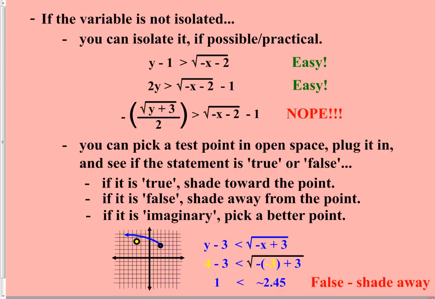Actually, I've got an incorrect statement in my notes there. I don't know what I was thinking. 1 is absolutely less than 2.45, so that is true, which means shade toward. So from the curve, we're talking about a y value, so we would shade in the y direction toward that point, since the equation did like that point.